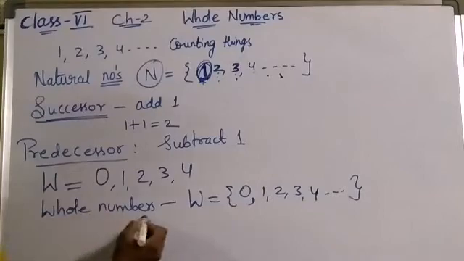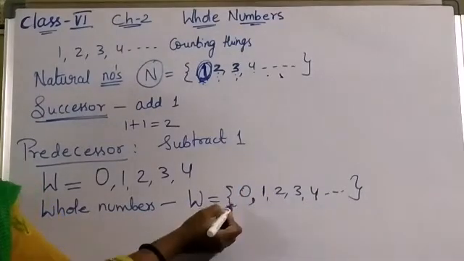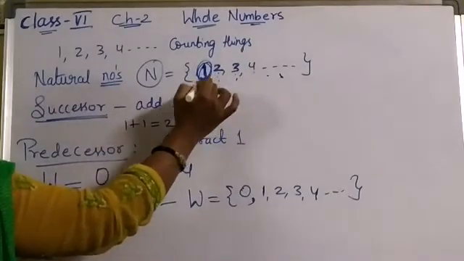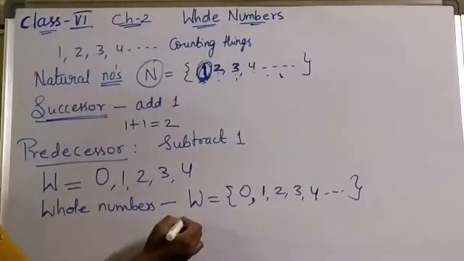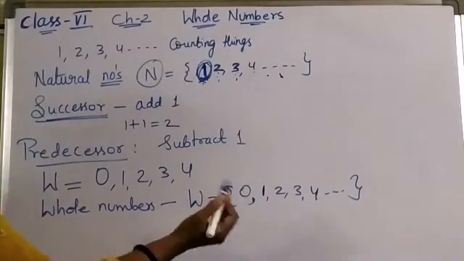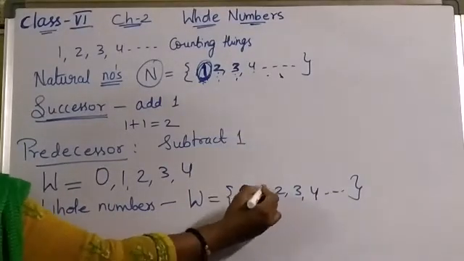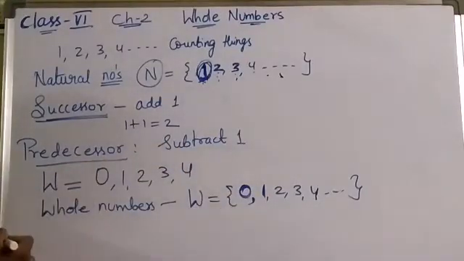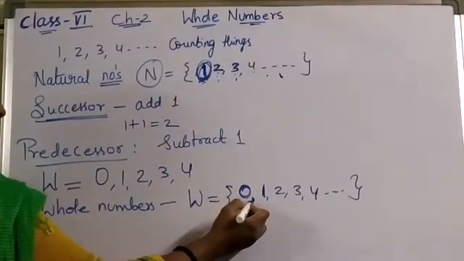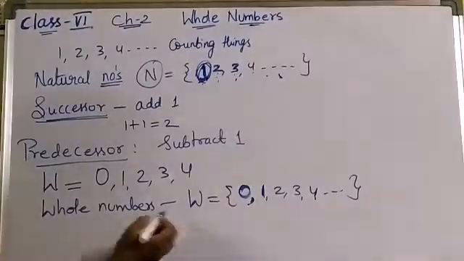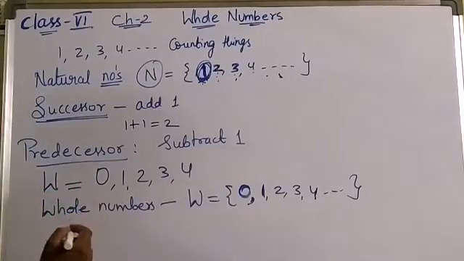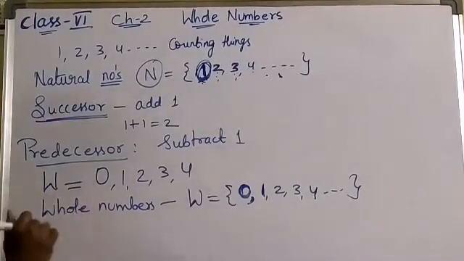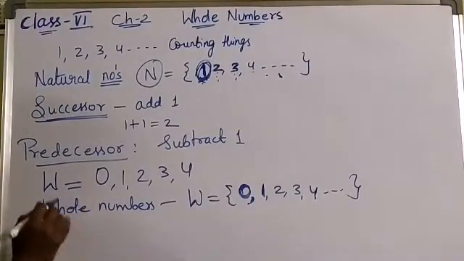In whole numbers, even 1 has a predecessor, but in natural numbers 1 does not have a predecessor because 1 is the smallest natural number. In whole numbers, the predecessor of 1 is 0. What about the predecessor of 0 in whole numbers? It does not exist because 0 is the smallest whole number. In whole numbers, all numbers have a successor, but only 0 does not have a predecessor. Is that clear?